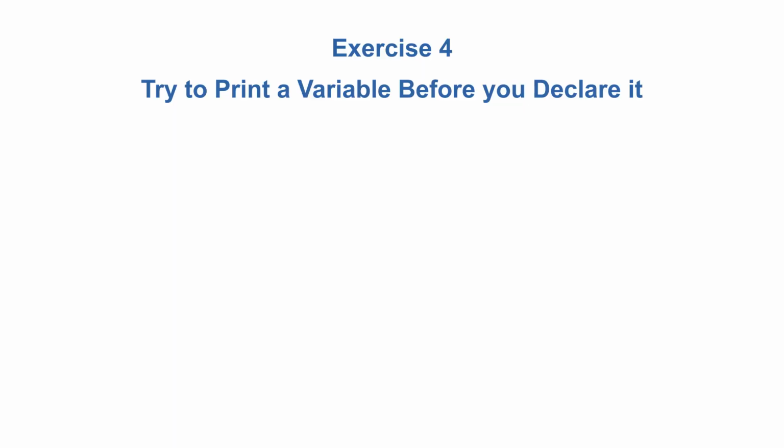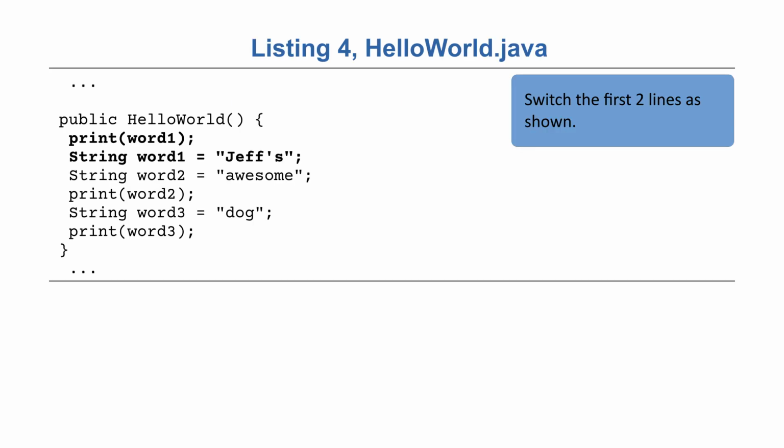Exercise 4. Try to print a variable before you declare it. Next, switch the order of the first 2 lines. What happened? It won't let you run it. You should have received a syntax error in the first print statement that says, word1 cannot be resolved to a variable. In other words, you tried using the variable word1 before it was declared as a string.